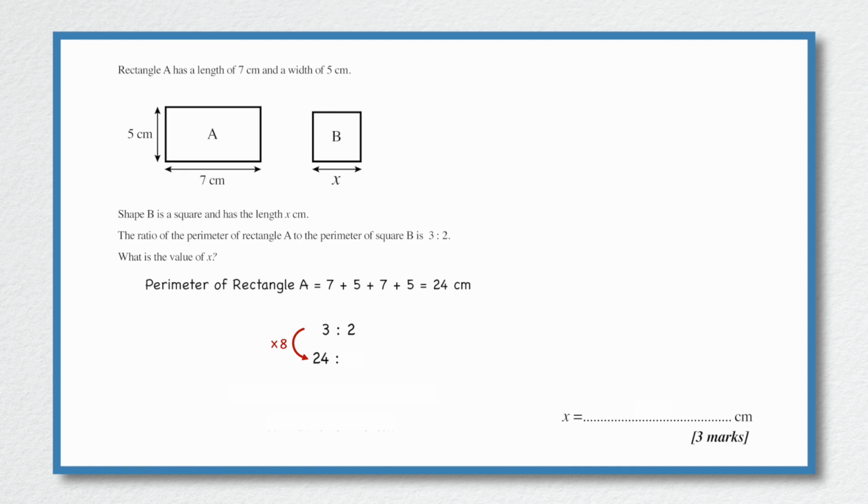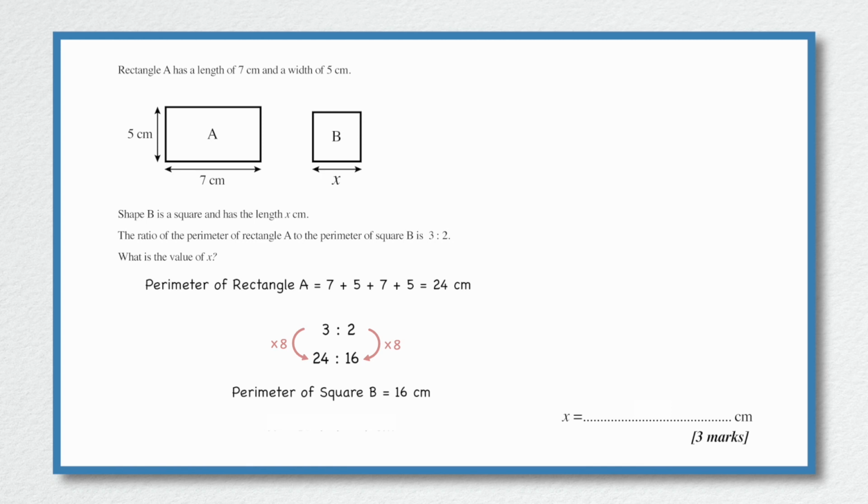I now have to multiply the right-hand side of the ratio by 8, and this will give us 16. So our equivalent ratio of 3 to 2 is 24 to 16. Now remember, 24 relates to the perimeter of the rectangle A. So this 16 will be the perimeter of the square, which is shape B. And so this will be 16 centimeters. You might have worked it out differently, but as long as you get the perimeter of the square being equal to 16 centimeters, it doesn't matter.